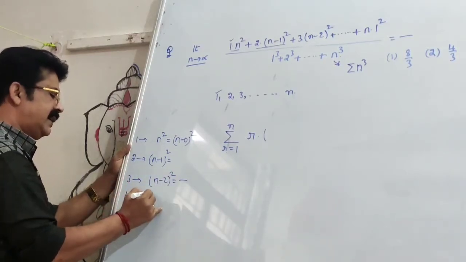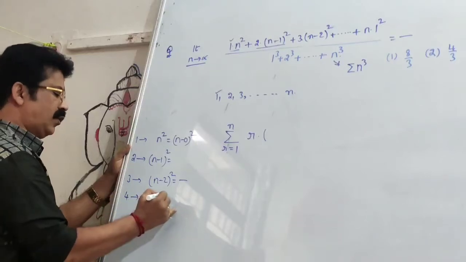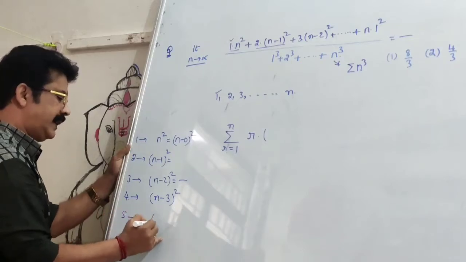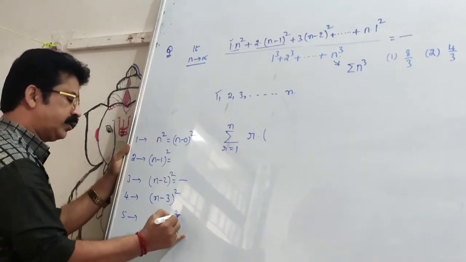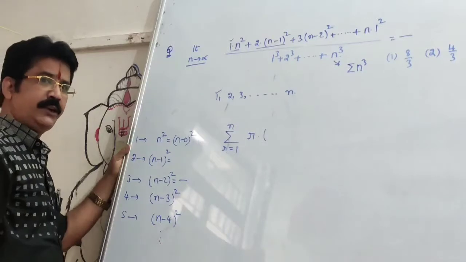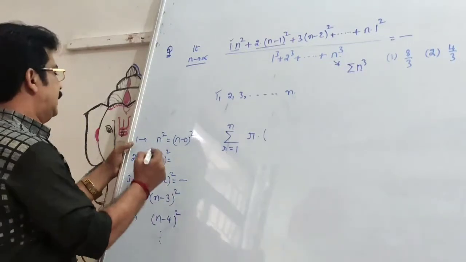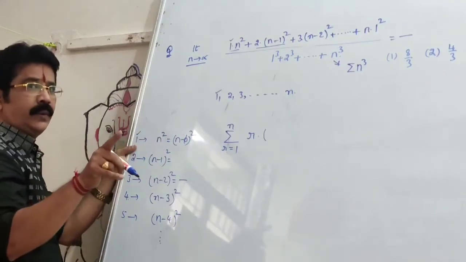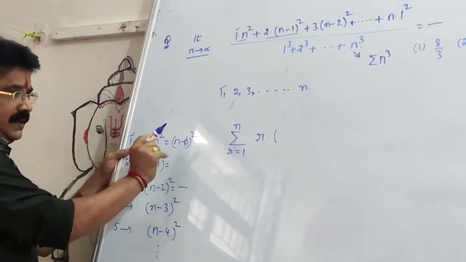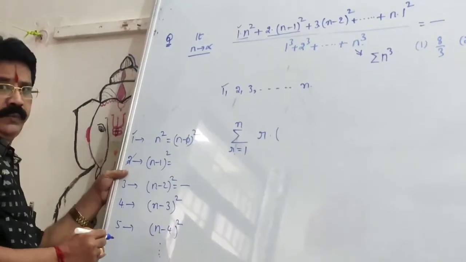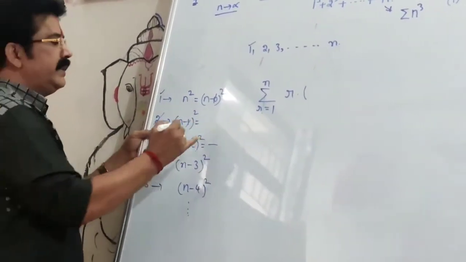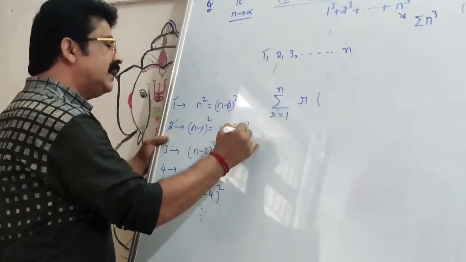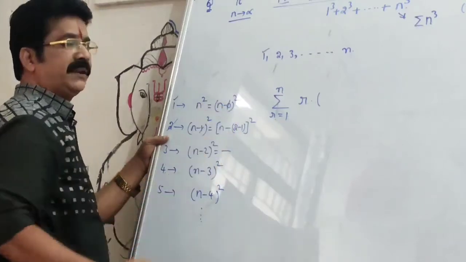Similarly, we can write the factor in the fourth term as (n minus 3) whole square. In the fifth it will be (n minus 4) whole square. Did you observe that? The first is 0, which means it is just minus 1. The second is 1, meaning (n minus 2 minus 1) whole square. It can be expressed like that.